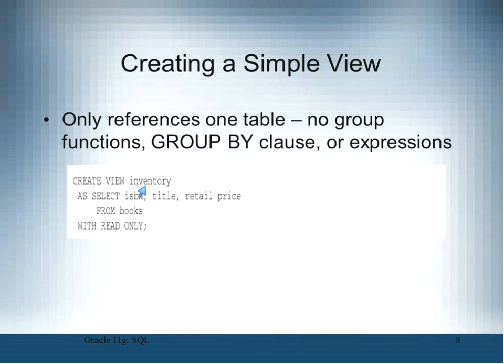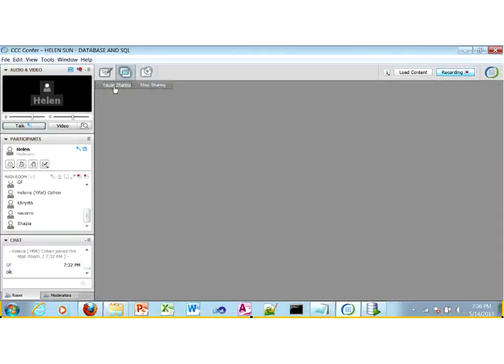After this, inventory is a permanent object in the database. After you create the view, inventory is saved, just like any other table, just like books. When you click on your SQL Developer, you will see a list of tables. Now under the views, after this command is run, you will see the inventory view. So let's run this one.